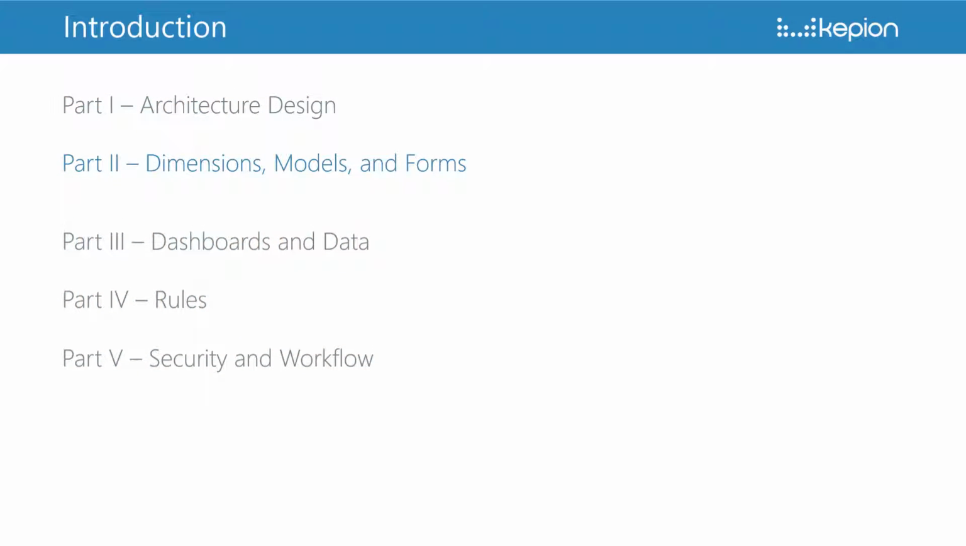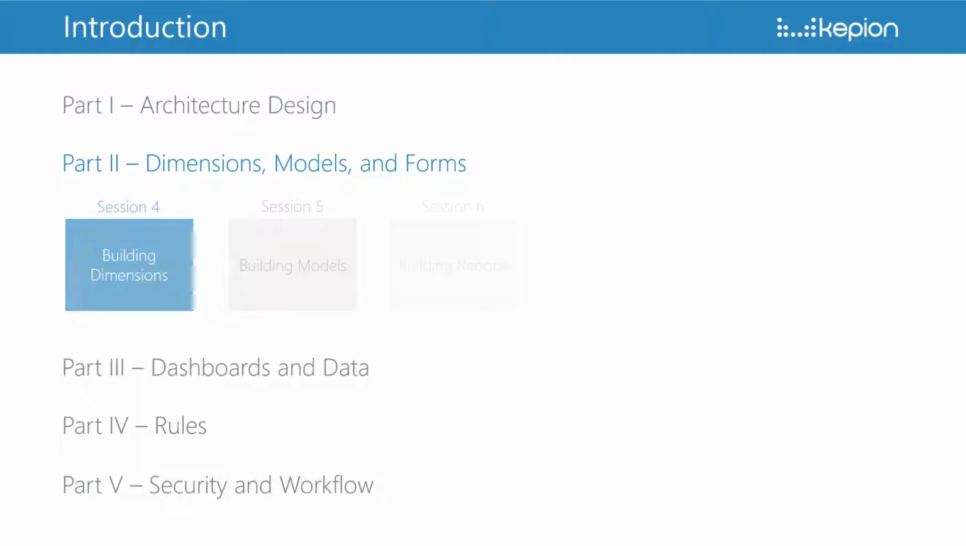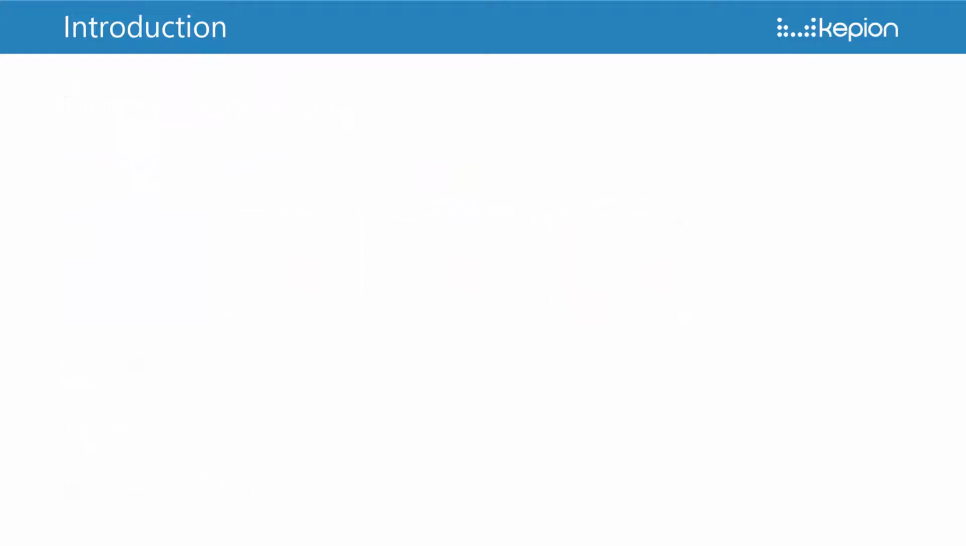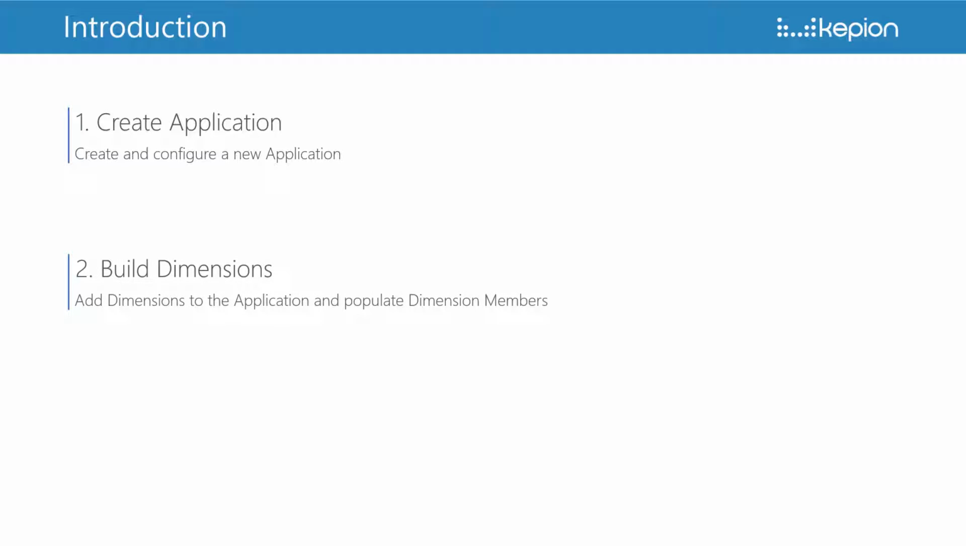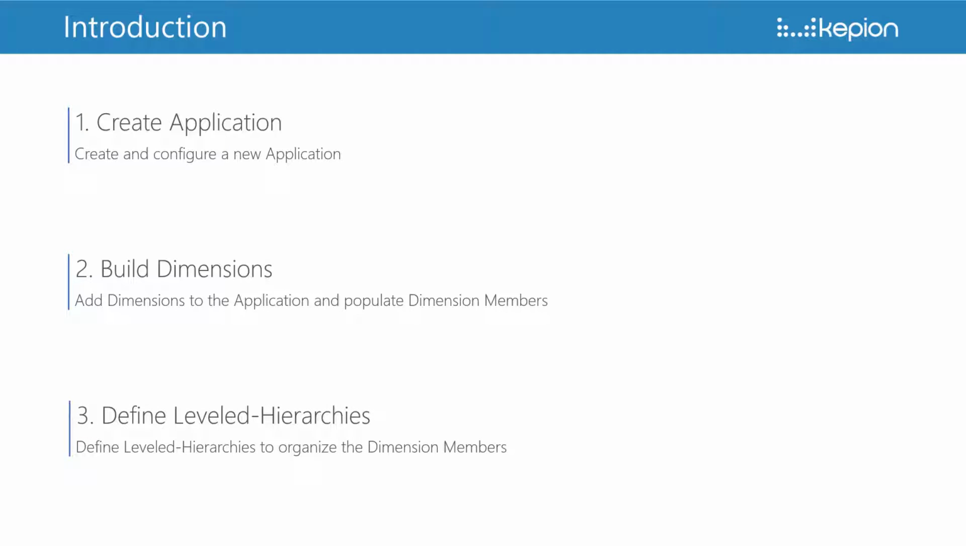In part 2 of this series, we'll start putting together our application in Kepion. As dimensions are the basic building blocks of an application, we'll begin there. In this session, we'll create a new application in Kepion and configure its default settings. Then we'll build all the dimensions we outlined in our architecture document. And lastly, we'll create leveled hierarchies on our product and entity dimensions to help better organize them.